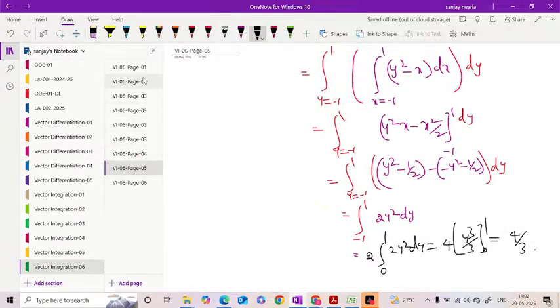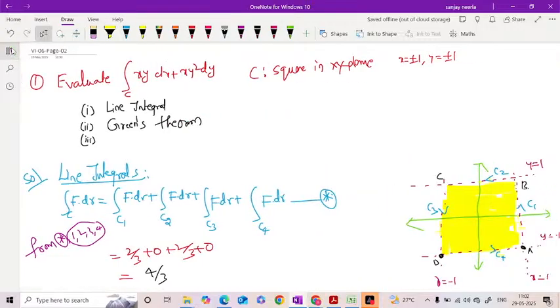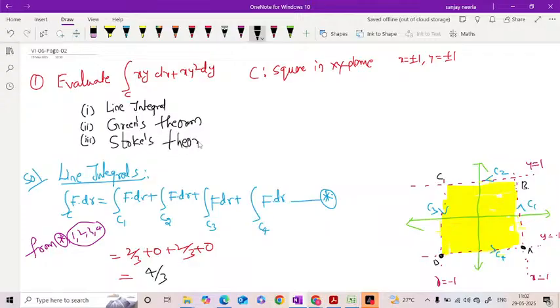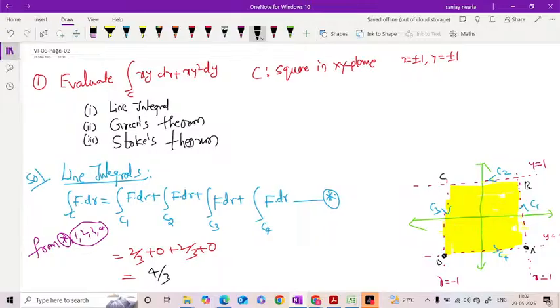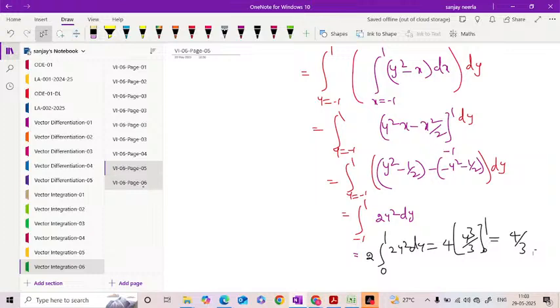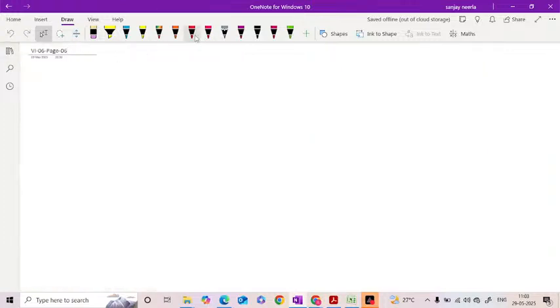Now come to the same problem, we'll solve by using Stokes theorem also. Just apply the Stokes theorem on this problem, that is our third method. Anyway, we know the result. The result is 4 by 3. So now we'll apply the Stokes theorem. What is the statement of the Stokes theorem?